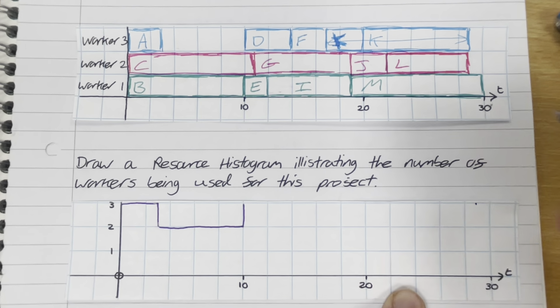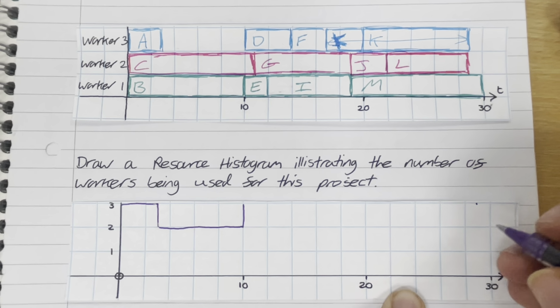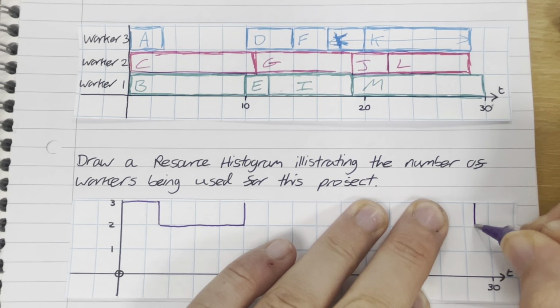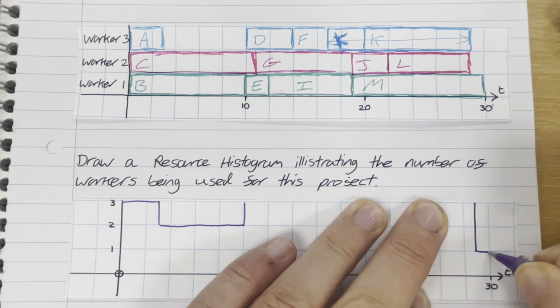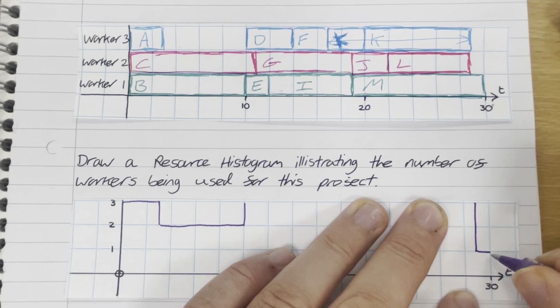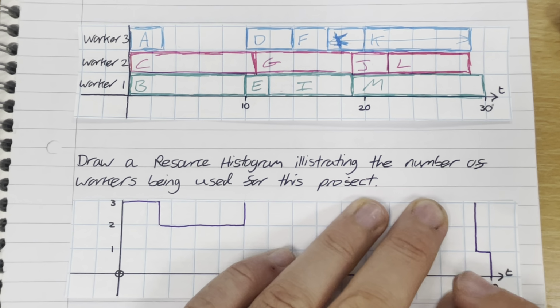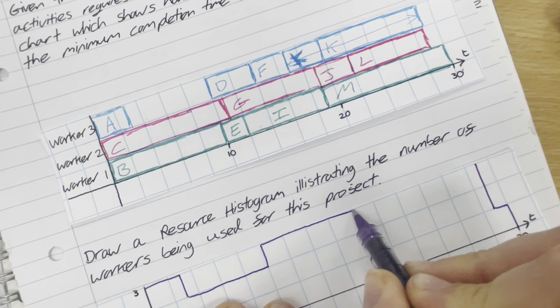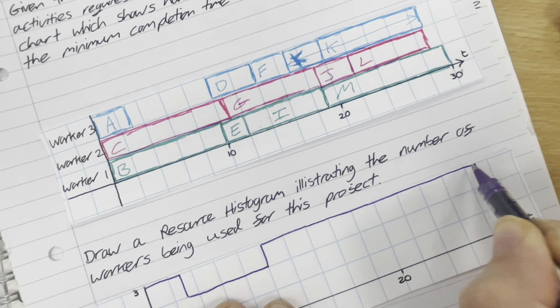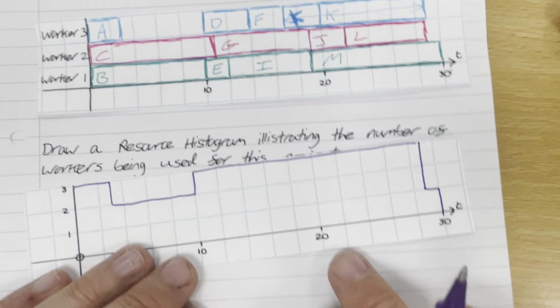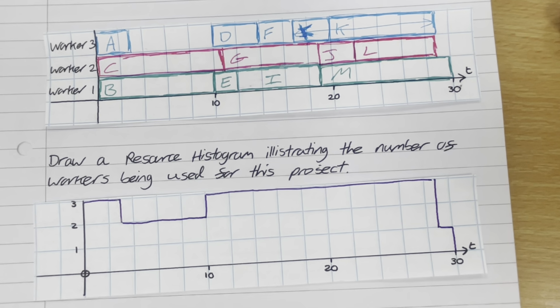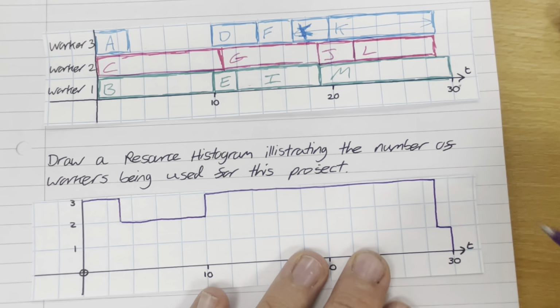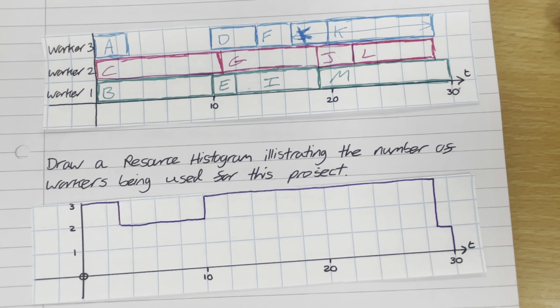And then workers 2 and 3 both finish what they're doing at the same time. So that's going to drop down to 1 worker for the last unit of time, he's just finishing off activity M, and then that's going to drop down to 0. Horizontal bar across the top, like so, and that is the resource histogram for the number of workers for this project. Resource histograms are always just made up of a series of horizontal and vertical lines.